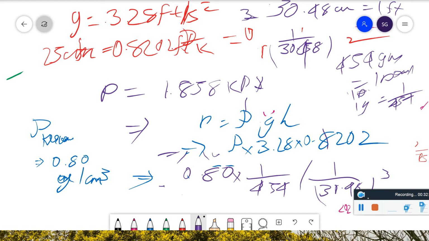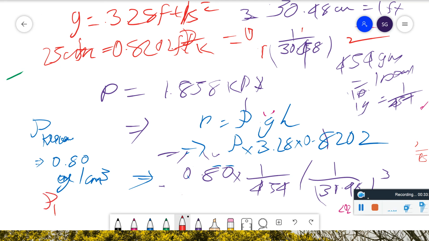So I will just do it that way: 0.80 into 1 upon 454. This will give us this, divided by centimeter cube. So 1 centimeter is equal to 1 upon 30.48 feet, so 1 upon 30.48 cube. This is 49.89.